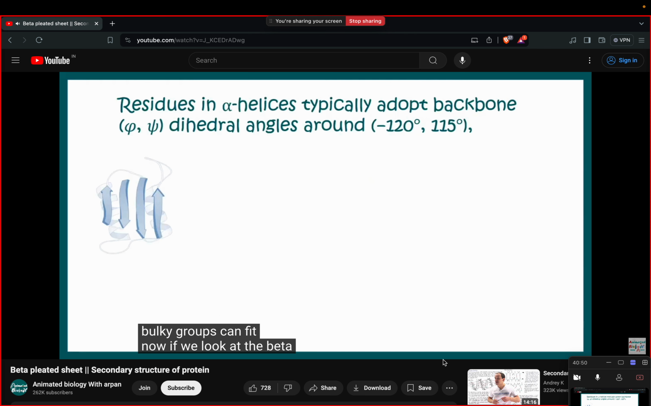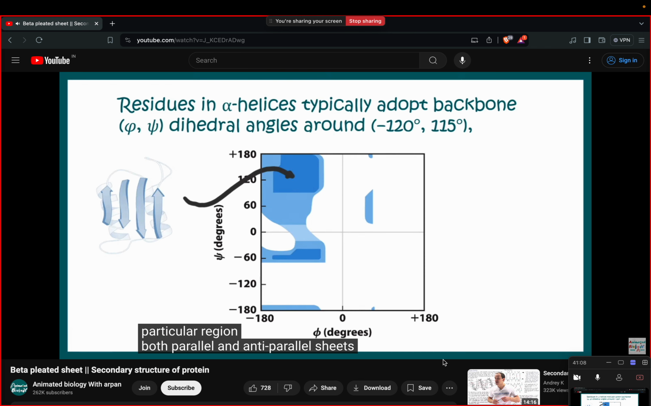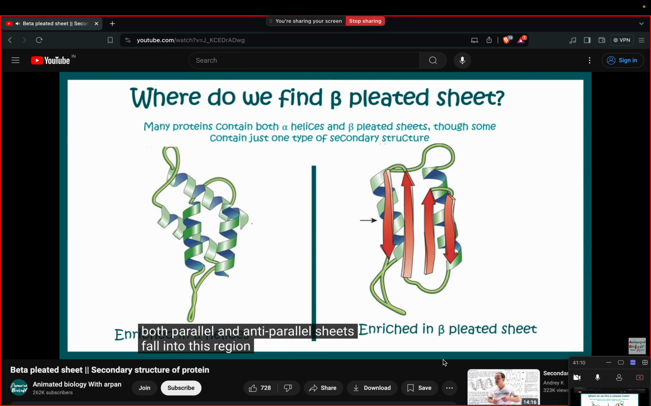Now, if we look at the beta pleated sheet in a Ramachandran plot, we would see the phi and psi angle would be roughly minus 120 degree and plus 115 degree. Roughly they fall into this particular region. Both parallel and anti-parallel sheets fall into this region. Now the question is, where do we find the beta pleated sheets?